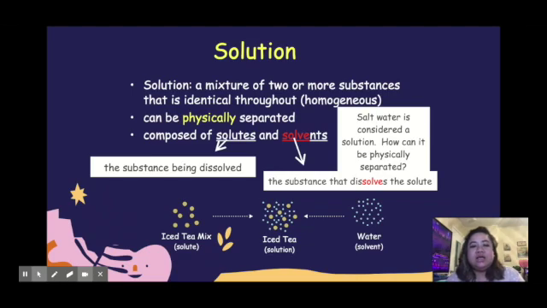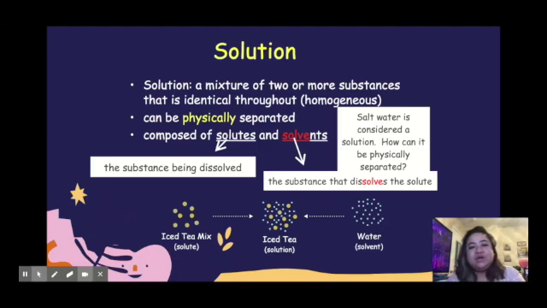A solution can be physically separated. Let's say, for example, the salt water. Salt water is considered as a solution. Okay, the question is, can salt water be separated physically? The answer is yes. Okay, so how are we going to physically separate the salt water? By means of distillation. Very good.